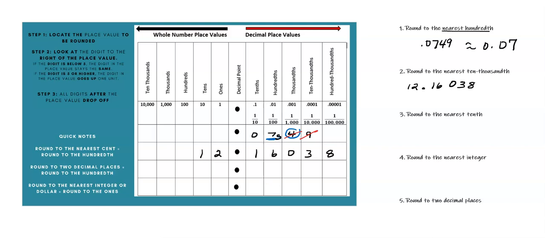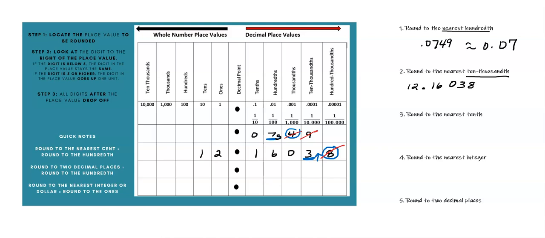Now we're being asked to round to the nearest 10,000th. So we must locate that place value first. And in that place value is a 3. So again, we've now moved to step number 2. Look at the digit to the right of the place value. The digit to the right of our place value is an 8. Since this digit is 5 or higher, that means the digit in our place value rounds up. So we're going to round the 3 up 1 unit. Now, after the 10,000ths, none of those digits will remain, so that 8 will be dropped off.